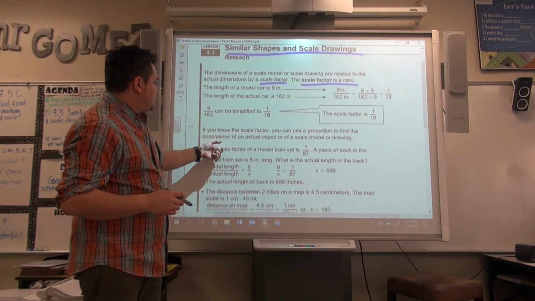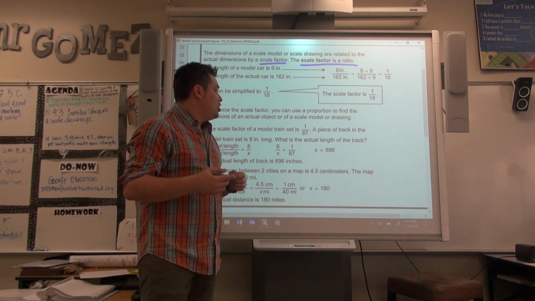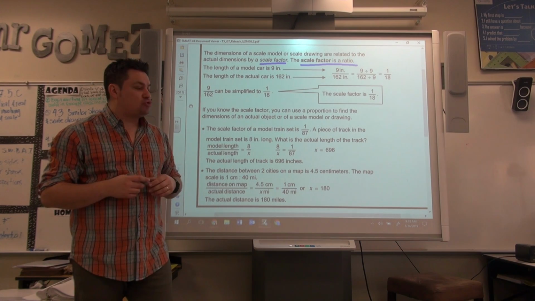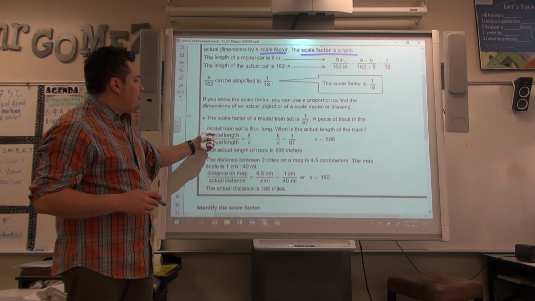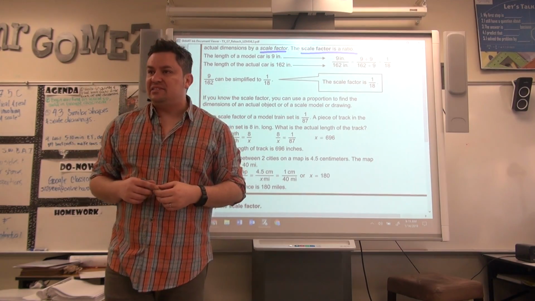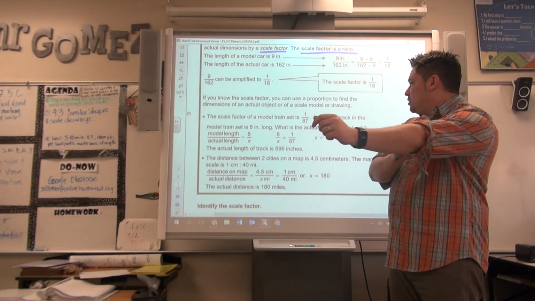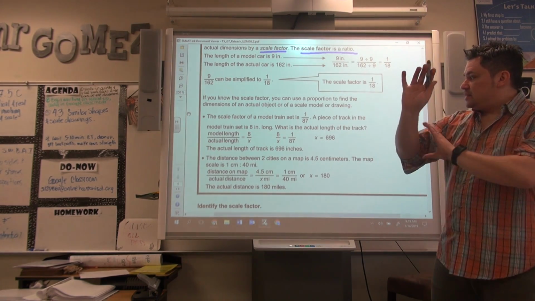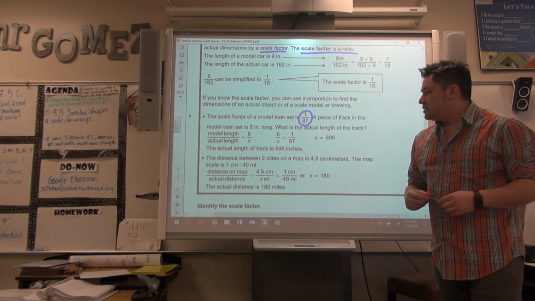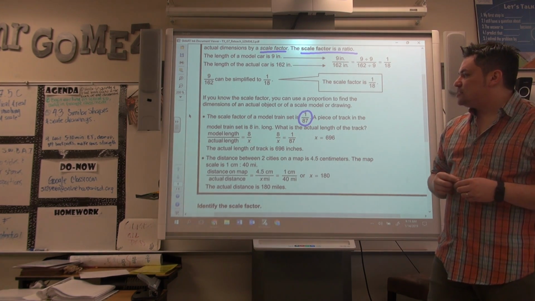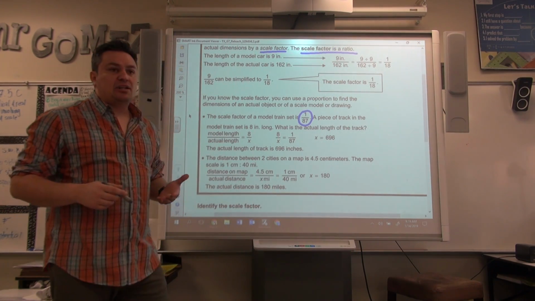It says, if you know the scale factor, you can use a proportion to find the dimensions of an actual object or a scale model drawing. So for instance, the scale factor of a model train is 1 over 87. A model train, you've seen those, right? A lot of people collect them. A piece of the track, okay, this is the scale factor, 1 over 87. It says a piece of the track in the train set is 8 inches long. What is the actual length of the track?